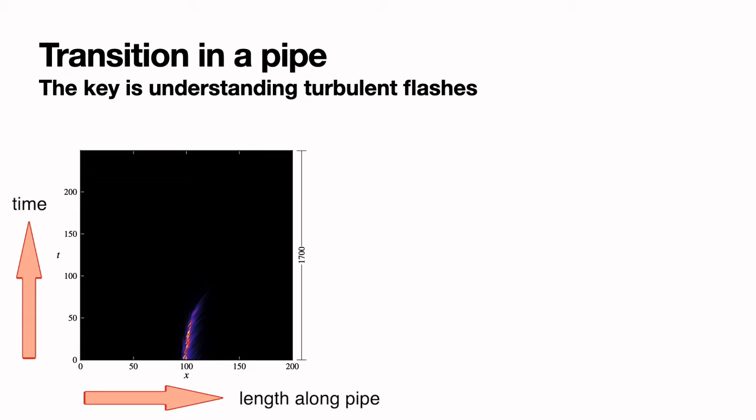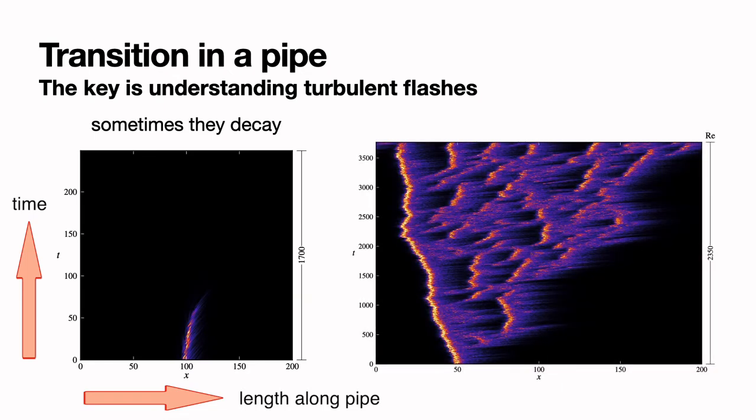So this isn't entirely surprising. We know that sometimes these things decay, but what we didn't necessarily know so much about was that, in fact, sometimes the opposite is true, and sometimes those turbulent flashes spread. So in the right-hand figure, what you're seeing here is the Reynolds number up a little bit. We're running at Reynolds number 2350 here, so that's above that magical 2000 number. And what you can see is that as this proceeds in time, these flashes start to spread.